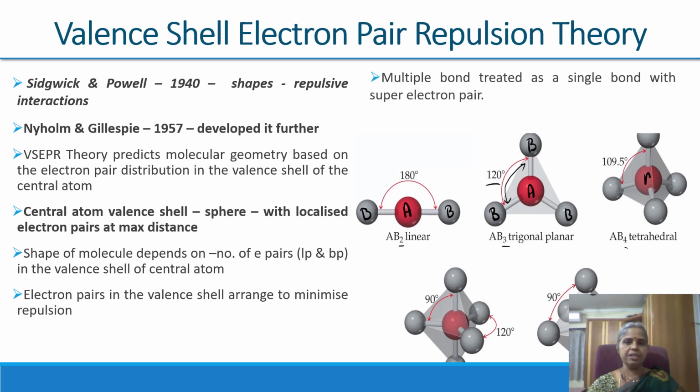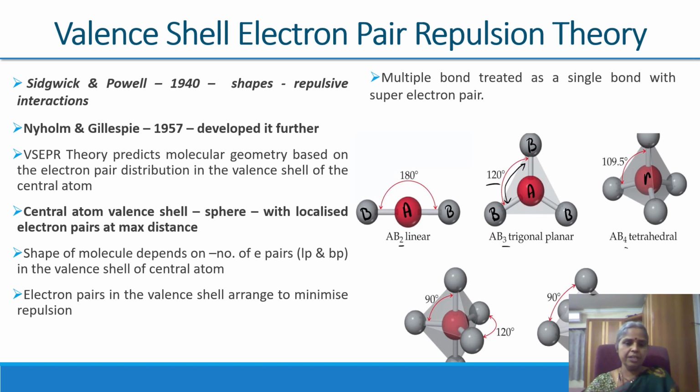Now you can see here multiple bonds. One of the salient features of this theory is that multiple bonds are treated as a single bond with a super electron pair. Suppose there is a double bond. That means there are two pairs of electrons, but still it is considered as one. That means 4 electrons are considered as a super electron pair. So, this particular theory treats multiple bonds also as a single bond and the electron pair as a super electron pair.